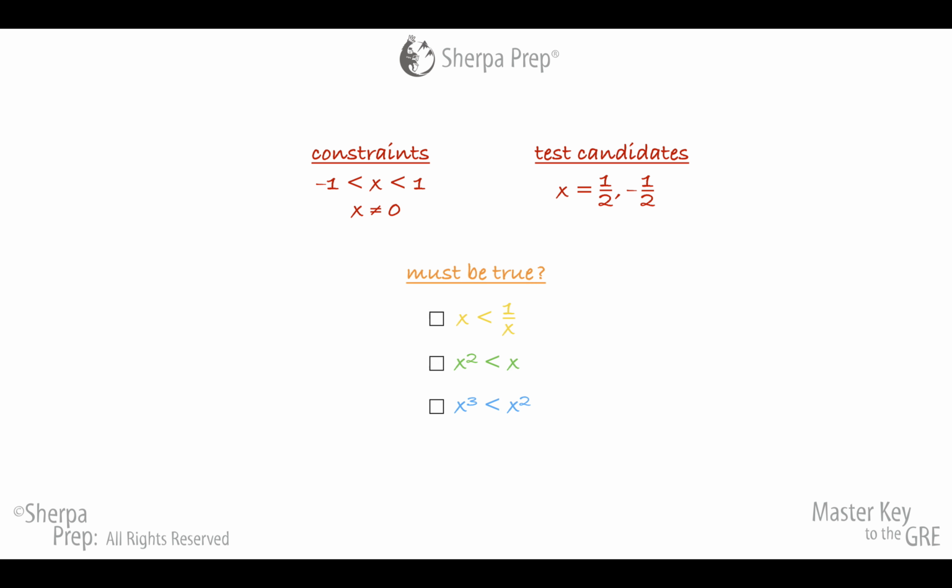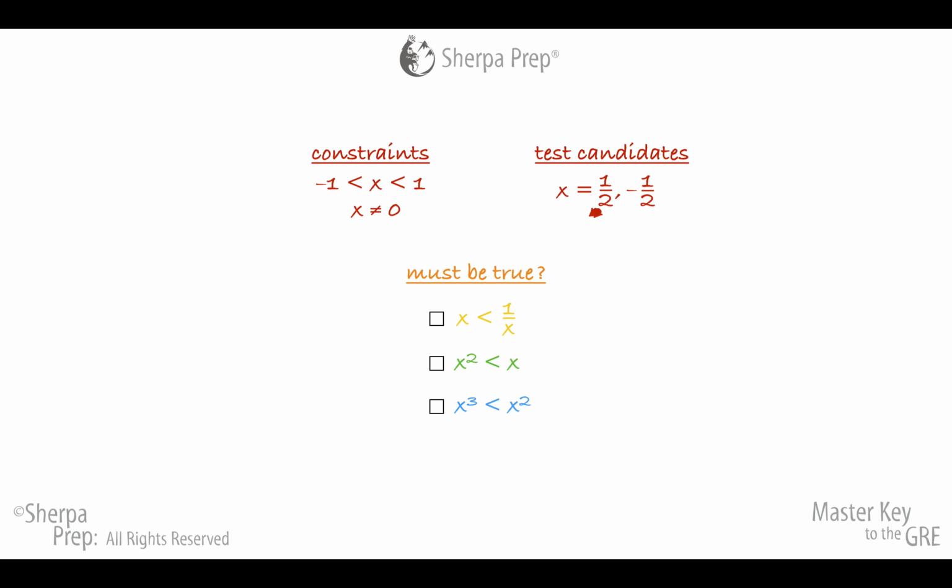If x is anything between -1 and +1, and if x can't be 0, two great test candidates might be +1/2 and -1/2. The reason I'm choosing these values: first, 1/2 is easy to work with. Two, I want to make sure I think about what happens with positive numbers as well as with negative numbers. To get things started, therefore, I'm simply going to take these values and plug them into the answer choices to see which of the statements must be true.